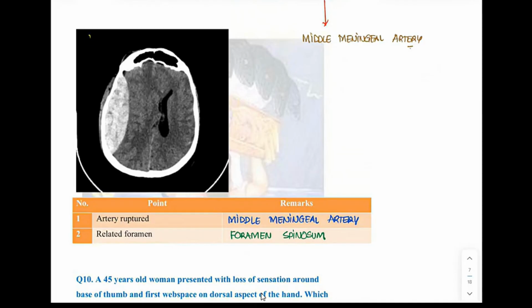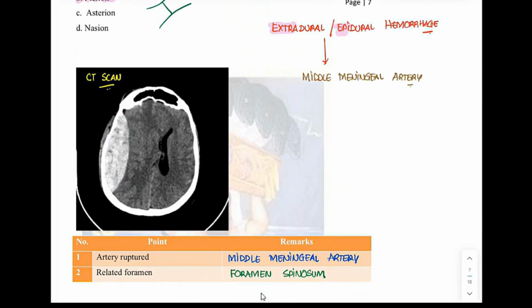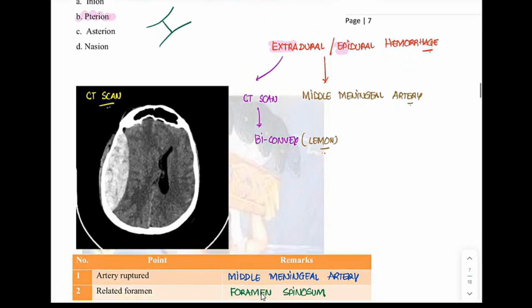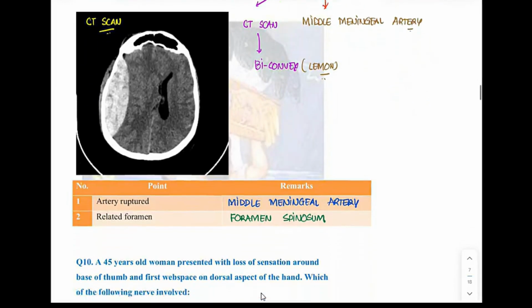Now this is a CT scan picture where we can see the bleeding is biconvex. This is also very commonly asked in the exam: what is the appearance of epidural or extradural hemorrhage? So what you will write here, you will say it looks biconvex on CT scan, or lemon shaped. This is a very valuable point and a very important topic. Most of the time we have a question from this particular topic.